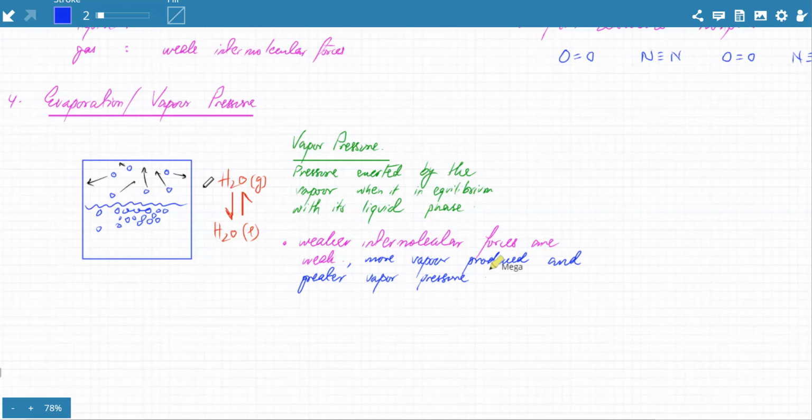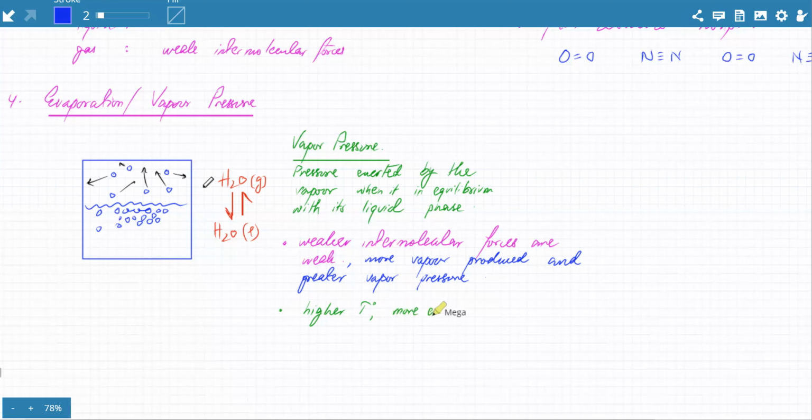What other factor could increase vapor pressure apart from intermolecular forces? What would happen with temperature if I let's say increase temperature? What's going to happen? Then I think the vapor pressure would increase because you're giving the particles more energy, so they bounce off the walls more.